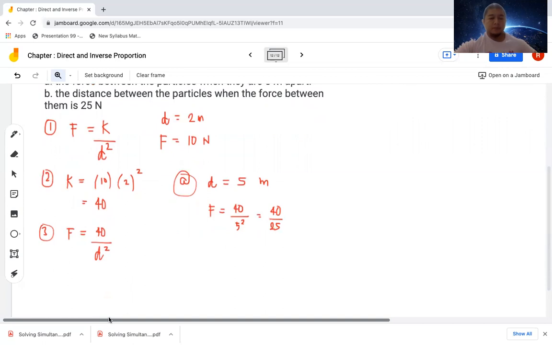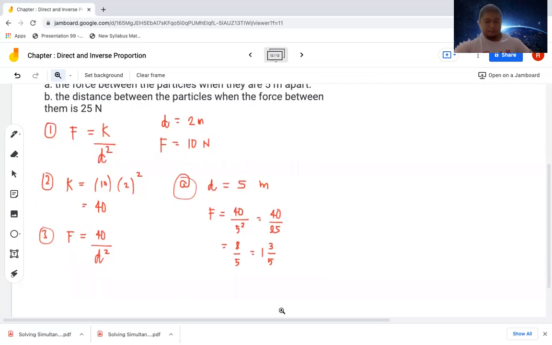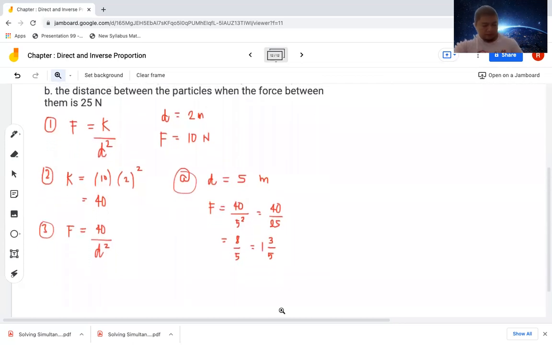Right? So from here, all you need to do is to simplify. We know that both terms can be divided by 5. So this is going to give you 8 over 5. If you divide both values by 5, eventually it is going to give you 1 and 3 over 5. Okay, I hope you guys fully understand this part. So now let's go to letter B.